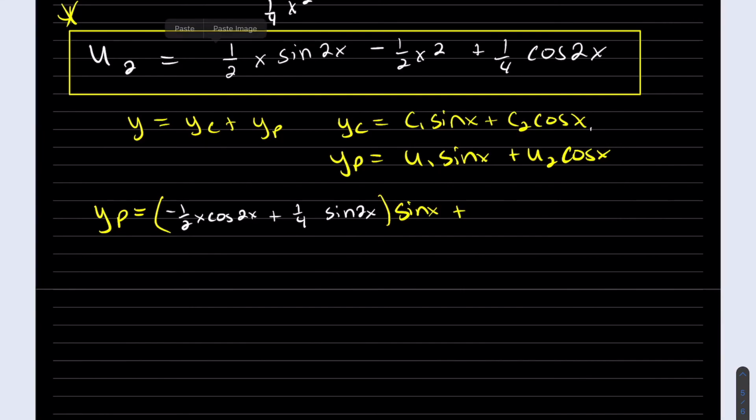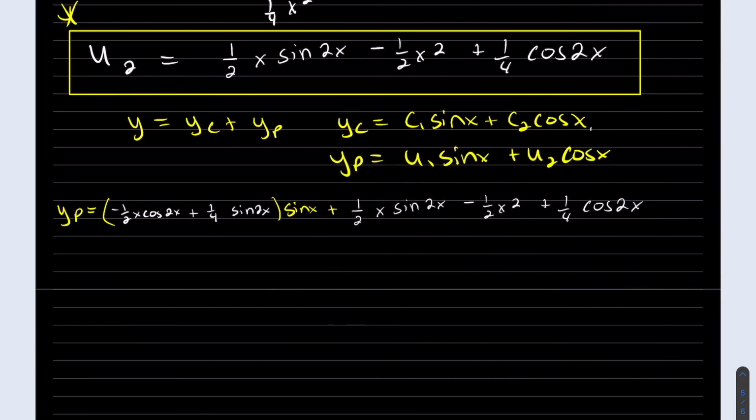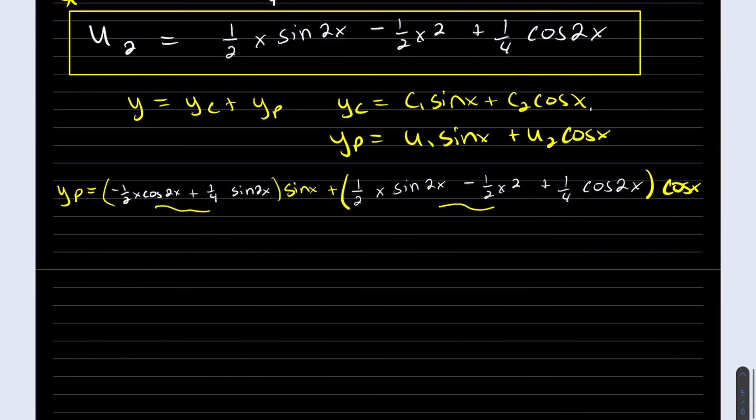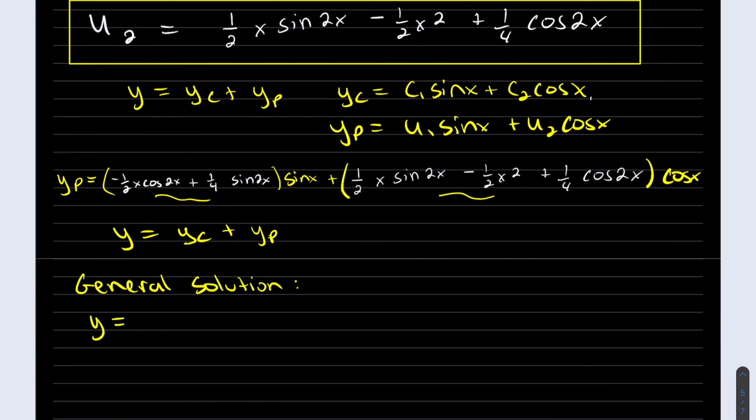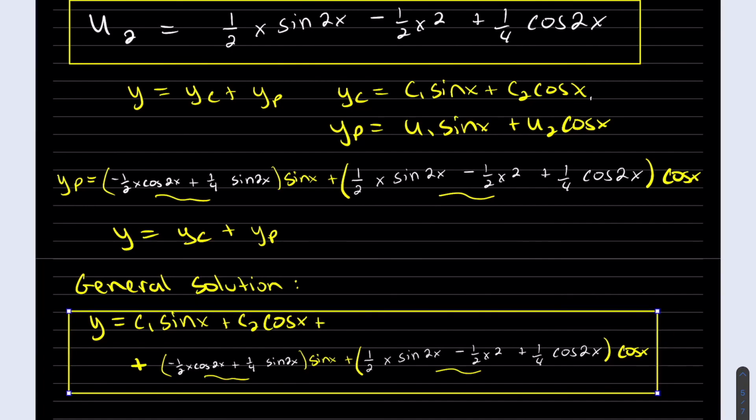Yikes. There's my u2 cosine of x, u1, u2, and my y equals yc plus yp, adding those together, my general solution to this non-homogeneous equation. Plus my yp. There we go. There's my general solution.